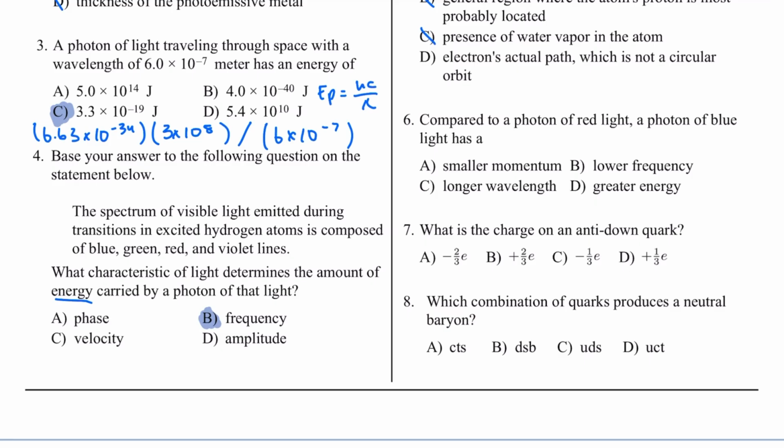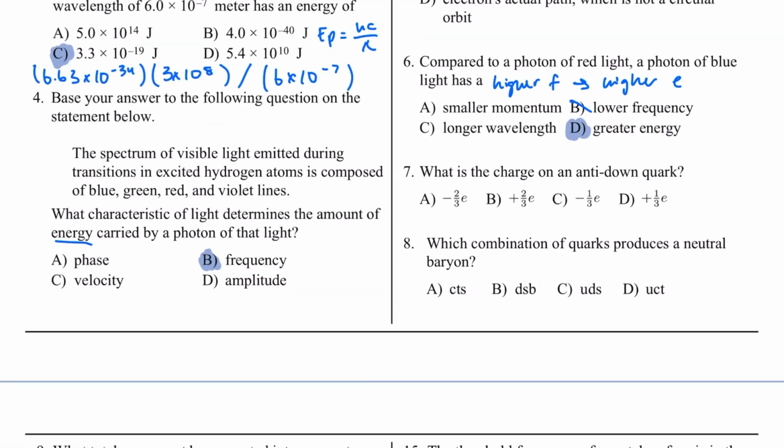Number 6. Compared to a photon of red light, a photon of blue light has a what? So we need to take a look at the electromagnetic spectrum for this. So we can see that blue light has a higher frequency than red light. And once again, remember that higher frequency, I'm going to say F, higher F equals higher energy. So higher E. So we know that B is wrong and D is correct.